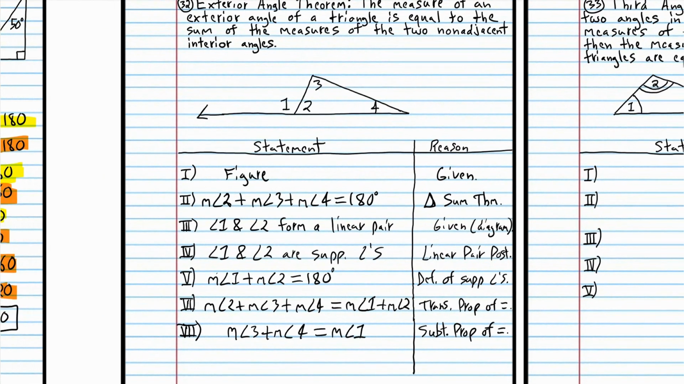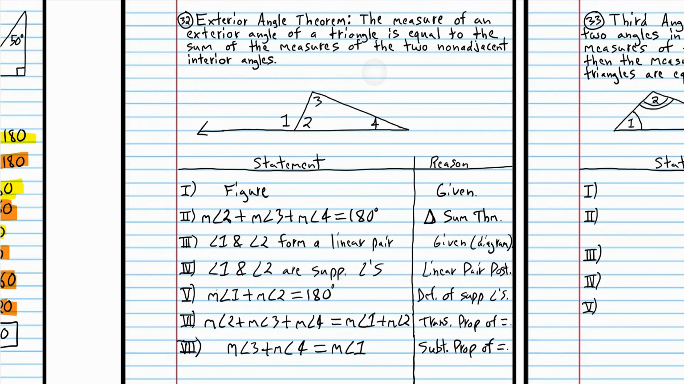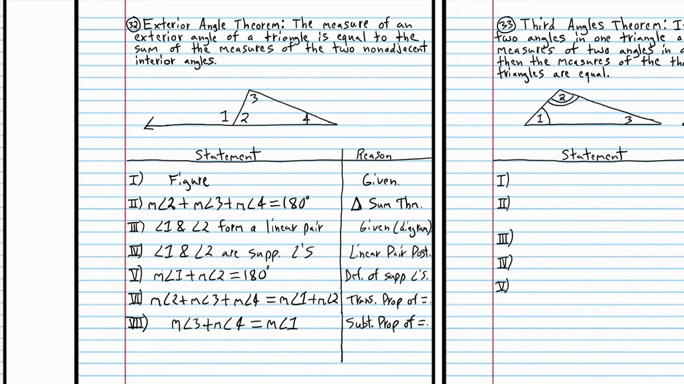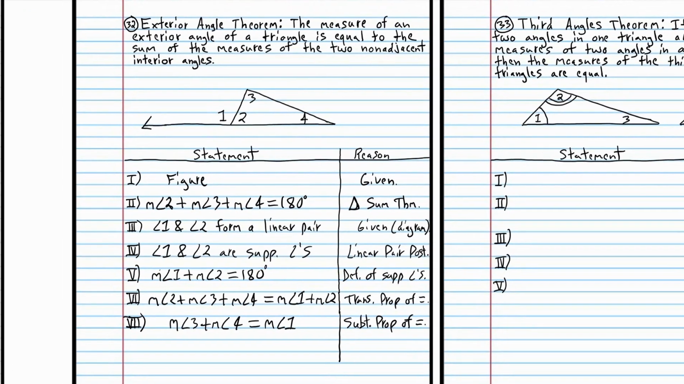We proved that the measure of the exterior angle is equal to the sum of the measures of the other angles, the angles that are not adjacent to the exterior angle. So that's called the exterior angle theorem. So if you got that answer, good job. That was a challenge problem.